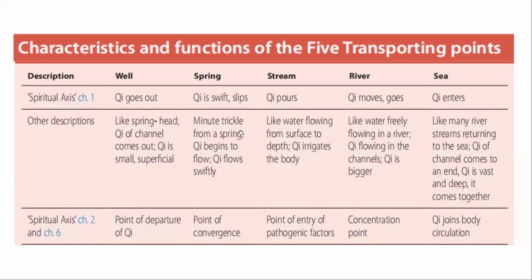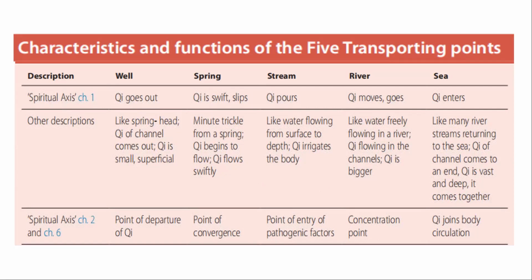For the river, Qi moves, goes, and the sea point, Qi enters. Other description: for the well, like a spring head, Qi of the channel comes out, Qi is small, superficial. For the spring point, a minute trickle from a spring, Qi begins to flow swiftly. For the stream point, like water flowing from the surface to depth, Qi irrigates the body.